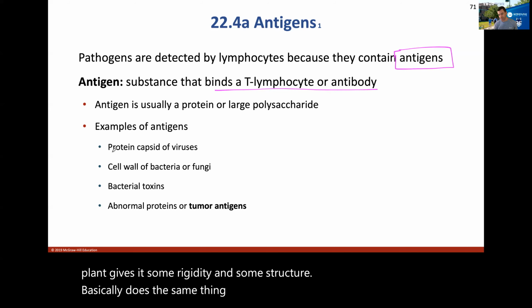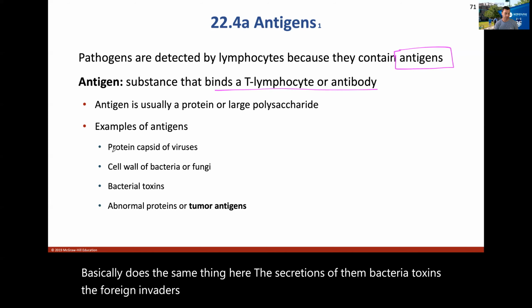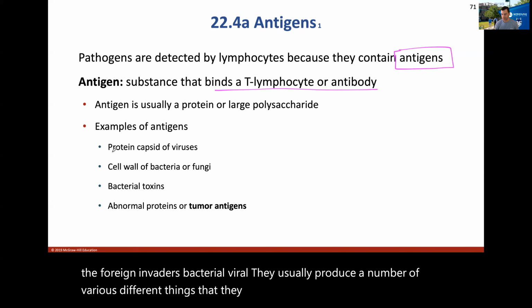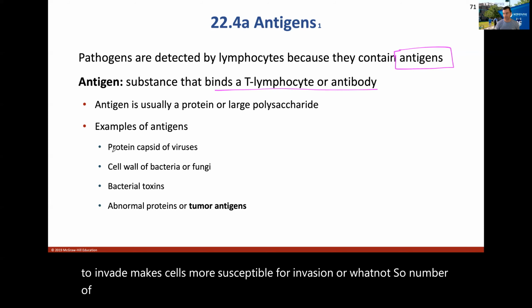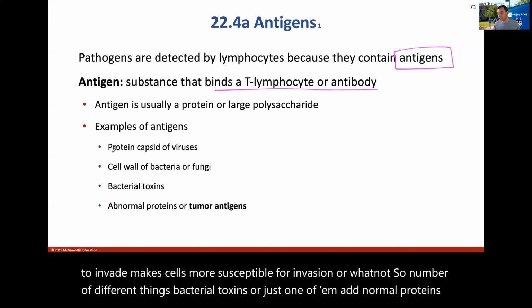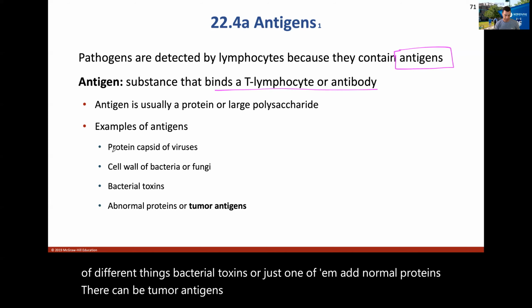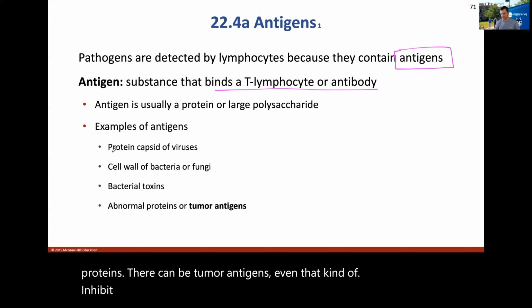The secretions of them, bacterial toxins. The foreign invaders, bacterial, viral, usually produce a number of various different things that they secrete to further their agenda, and that's to invade and make cells more susceptible to invasion and whatnot. So a number of different things. Bacterial toxins are just one of them. Abnormal proteins, there can even be tumor antigens that inhibit some T cell activity. So pretty interesting what these foreign antigens can be.